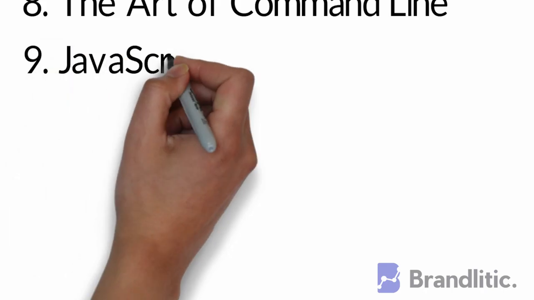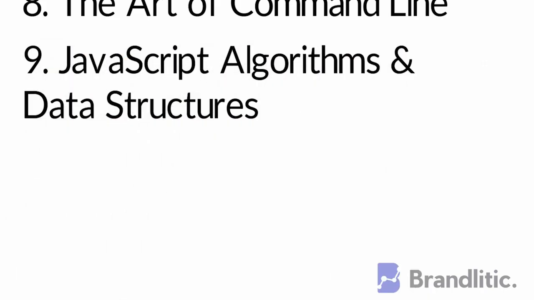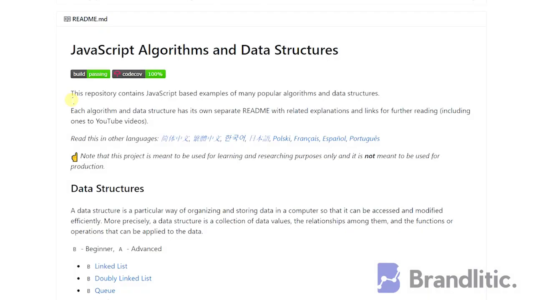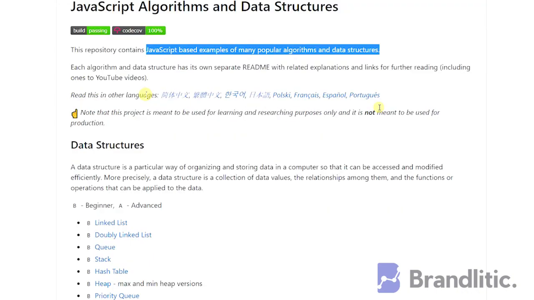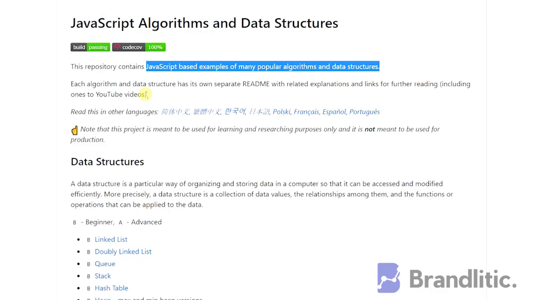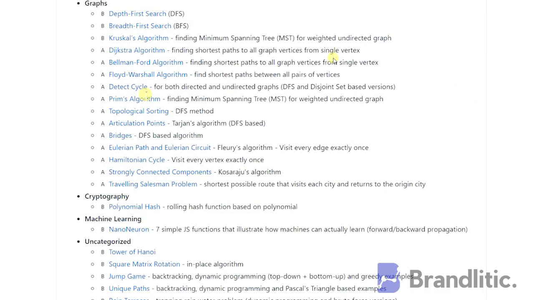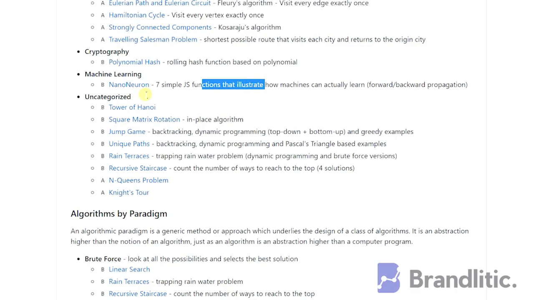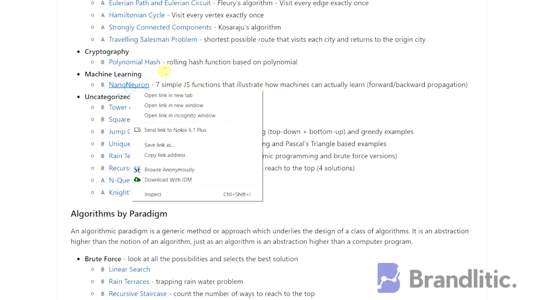Number 9. JavaScript algorithms and data structures. This repository contains examples of many popular algorithms and data structures for JavaScript. Each example is either marked as beginner or advanced to indicate the difficulty. There are more examples of hash table, heap, queue, stacks, math, string, sets, and many more.